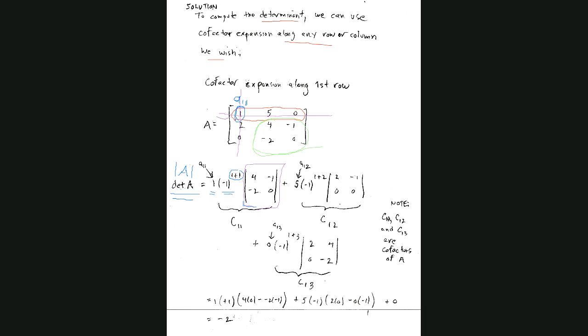Okay. The C11, which is defined as -1 to the 1 plus 1th power times the determinant of 4, -1, -2, 0, is a cofactor. It's a cofactor, and we're going to have 3 cofactors because we have three numbers, the 1, 5, and the 0. So the -1, just take it on faith that it belongs there. It's part of the formula, and that's why it's there. Good question.